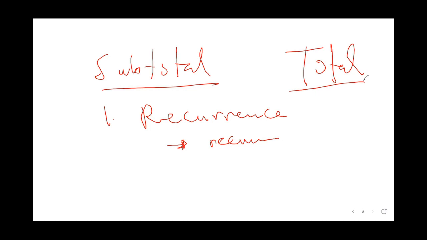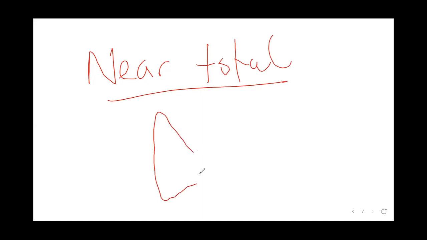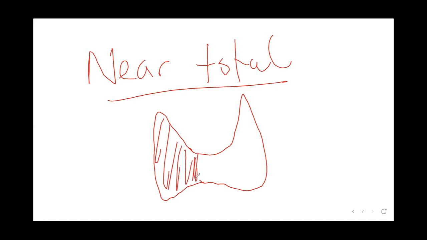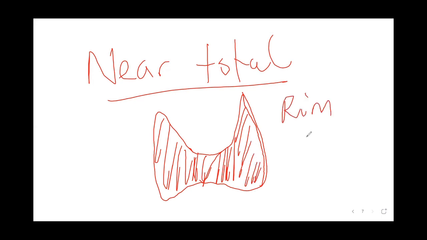Now, let's talk about the next, near total thyroidectomy. In near total thyroidectomy, you remove an entire lobe, the isthmus, and the contralateral lobe, and you now leave only a rim of tissue, which is about 1 gram. The aim is to preserve the parathyroid.